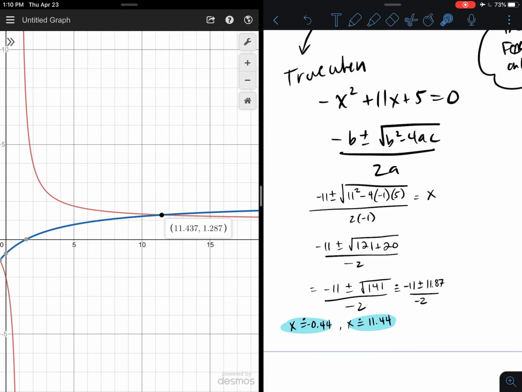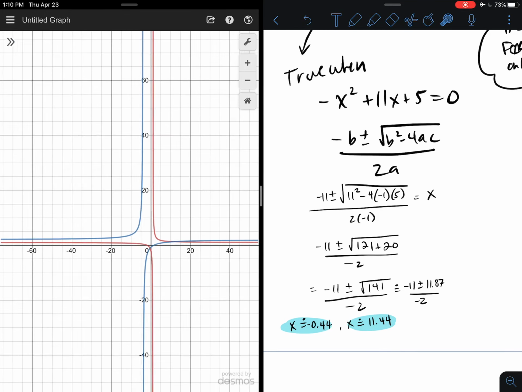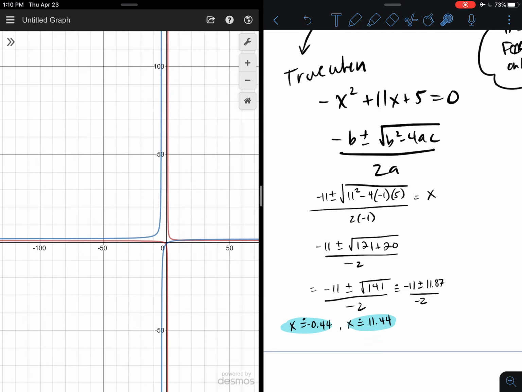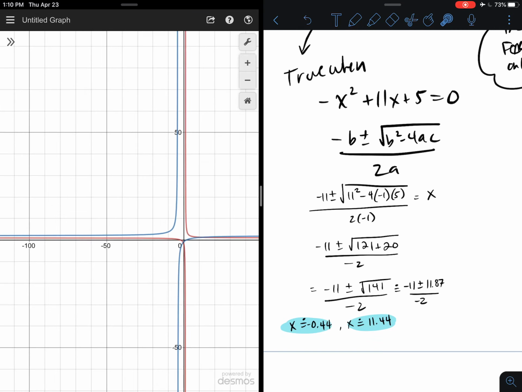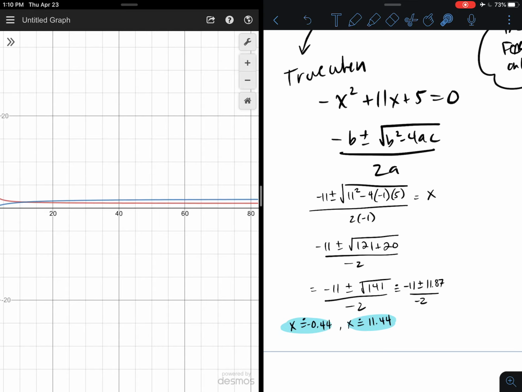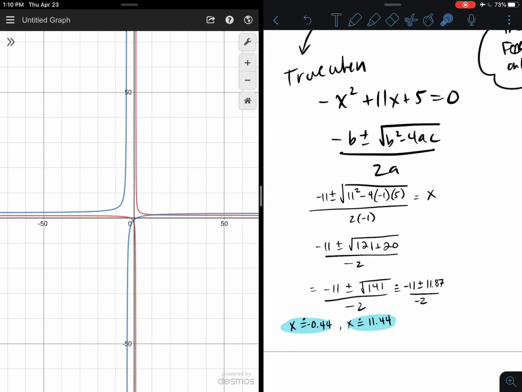Awesome, that's the other answer that we got. So we feel pretty good about that. And we can see that there aren't any other places where they're going to intersect. You can see that they're both approaching asymptotes on that side. And over here, they're diverging from there. Okay, so those would be our only two answers.